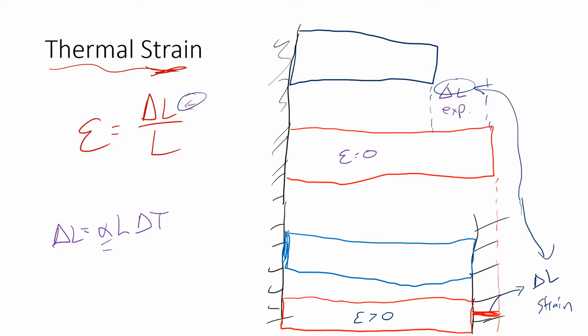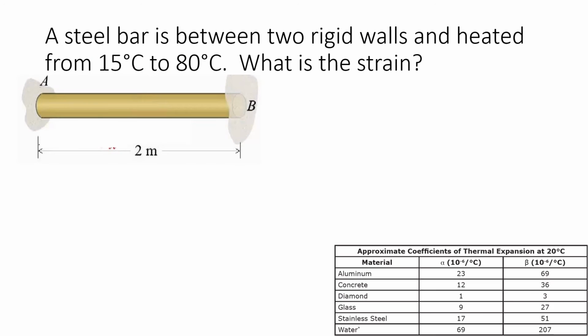All right, so let's do a practice problem. We've got a steel bar between two rigid walls heated from 15 to 80. What is the strain? So if we heat it up, it's going to want to expand, but it's not going to be able to. There's going to be a force pressing it back. We're going to worry about stress later on, but we're just going to do strain today. So first thing we got to figure out is how much it wants to expand by. So our delta L is going to equal alpha L delta T.